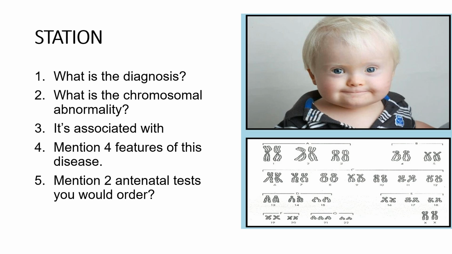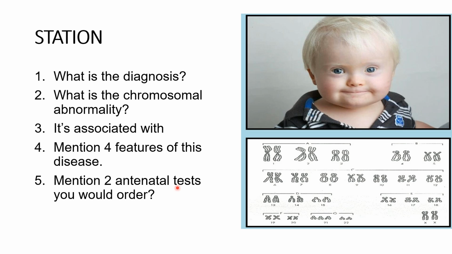So today we are going to go through this station. The answers will be provided at the end of the lecture series. The first question is, what is the diagnosis? Second question, what is the chromosomal abnormality? Third, what is it associated with? Also mention four features of this disease. For this question, you have to mention the conditions it's associated with. Then mention two antenatal tests you would order.